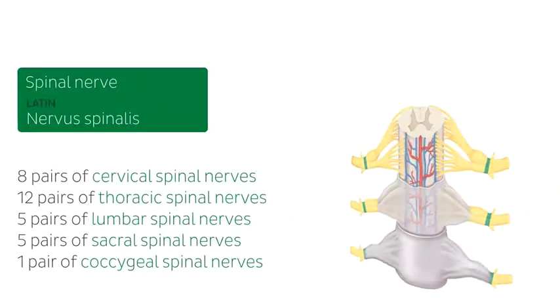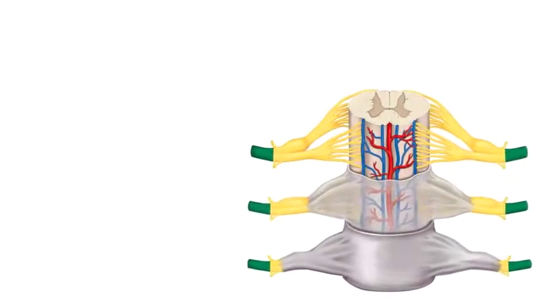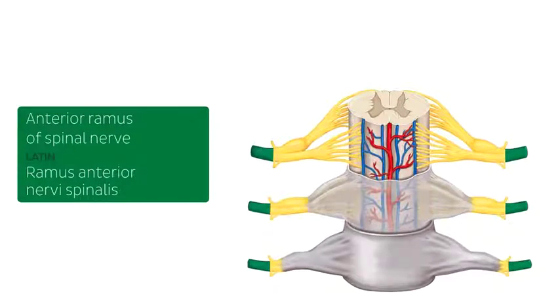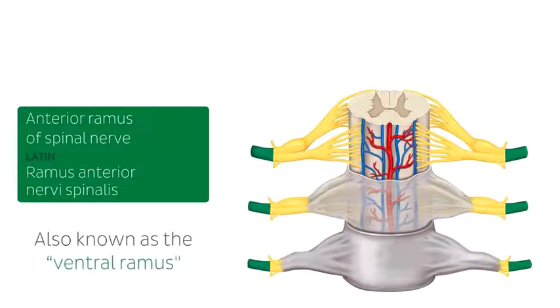Shortly after the spinal nerve exits through the intervertebral foramen, it splits to give 2 major rami, the anterior ramus and the posterior ramus. Please note that these two rami carry both motor and sensory information. The anterior ramus of the spinal nerve, also known as the ventral ramus, is the thickest of the two.